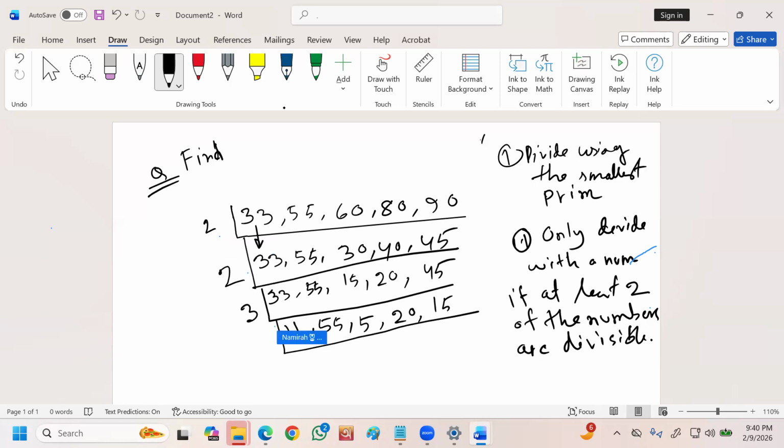We cannot divide with 3 anymore because at least 2 numbers are required, right? That means we have to use the next prime, which is 5. Now if I divide by 5, then that means 11, 11, here 4, and here 3. Now what about this one? We cannot use 3, 4, 5. We cannot even use 7 because there is no number that is divisible.